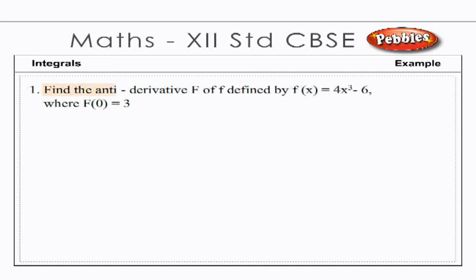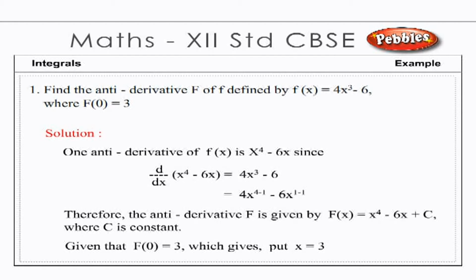Example: find the antiderivative F of f defined by f(x) equal to 4x cube minus 6, where F(0) equals 3. Solution: one antiderivative of f(x) is x power 4 minus 6x, since d/dx of (x power 4 minus 6x) equals 4x cube minus 6, which is 4x^(4-1) minus 6x^(1-1). Therefore, the antiderivative F is given by F(x) equal to x power 4 minus 6x plus c, where c is a constant.